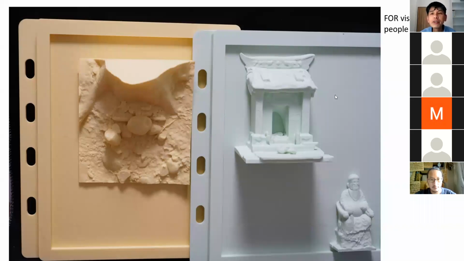Okay, this is for visually impaired people. It's like a Buddha and the temple, the traditional three-stone temple, the Hakka style temple, so that visually impaired people can touch it and realize the culture.